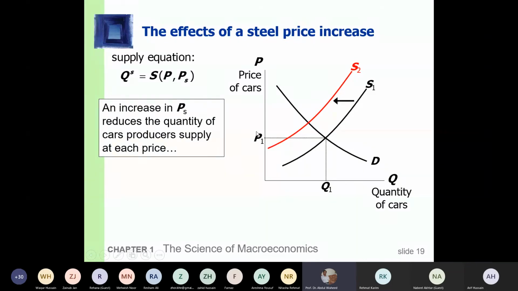Now at the initial equilibrium price P1, what is the situation in the market? Is there excess demand or excess supply? Excess demand, sir. Okay, at P1, this is the quantity supplied, but at P1, this is the quantity demanded.